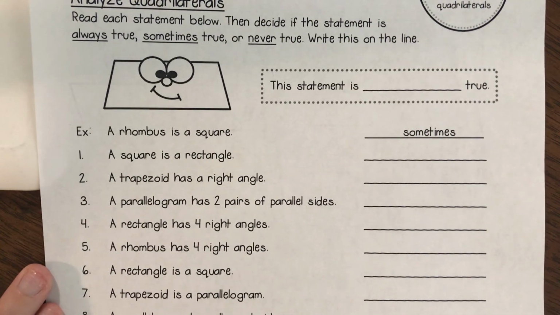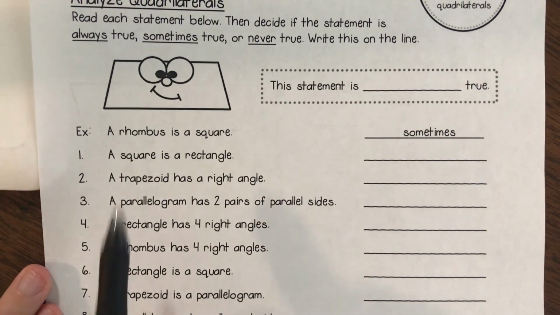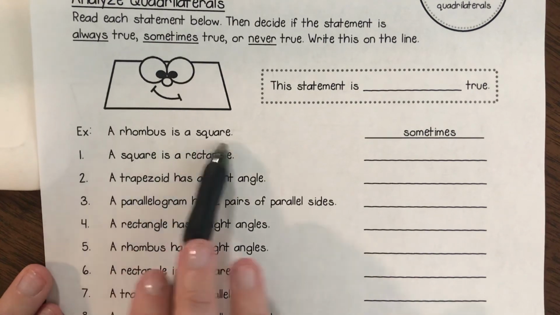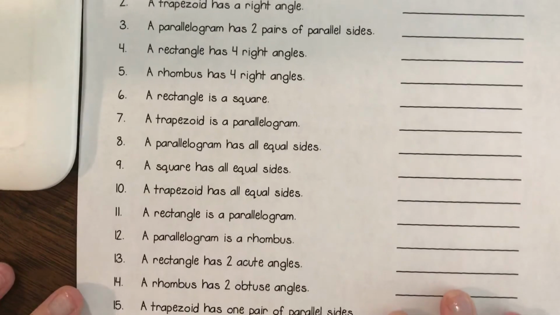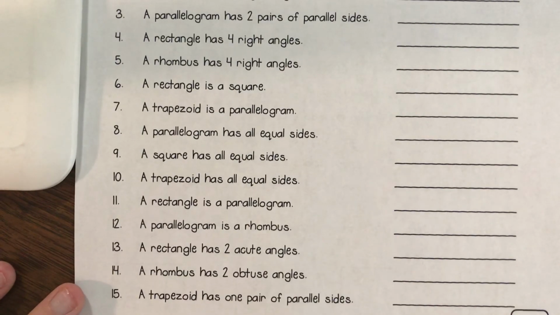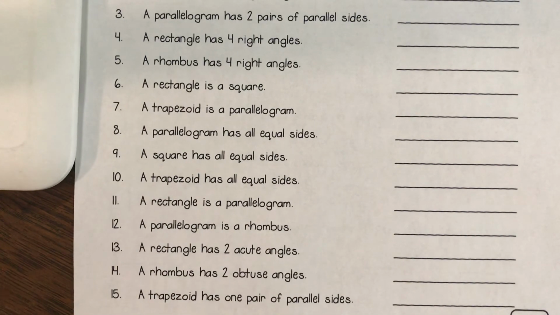So if you need to go back, listen to a little bit more clarification. Again, like we talked about with rhombus as a square, think about which way it can go, and then come up with your always, sometimes, or never true on the side. You do have 15 of these, boys and girls, so make sure we answer these to the best of our ability, and make sure we fill out those Google Forms.